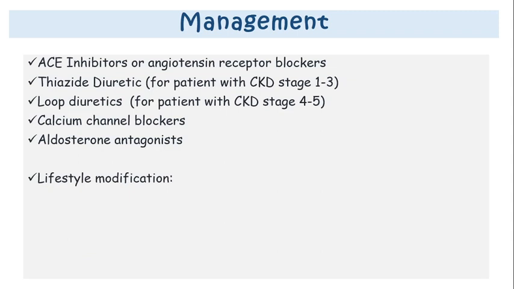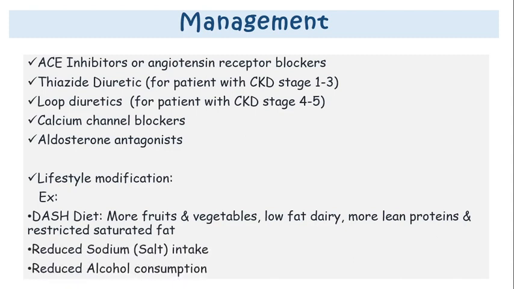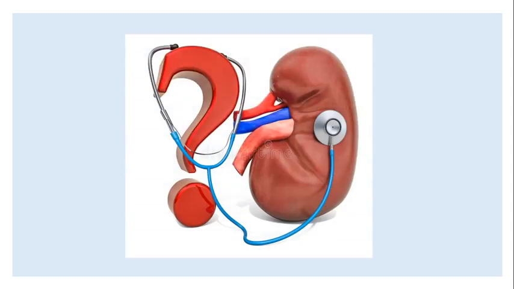Apart from that, certain lifestyle modifications are also required. What are these lifestyle modifications? You have to modify the patient's diet. This is called DASH, dietary approaches to stop hypertension. So what is that diet? More fruits and vegetables, low fat milk products, lean meat, that is fish. You should avoid red meat and high fat containing meat, and you have to restrict animal fats, and at the same time you have to cut down the salt and reduce alcohol consumption.